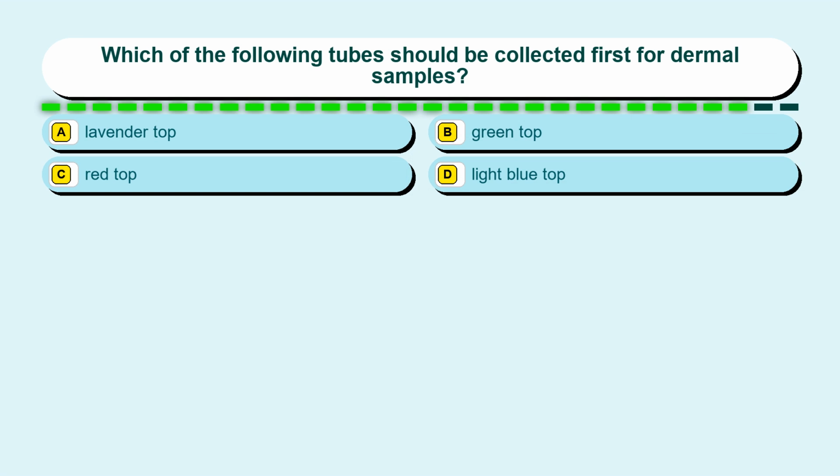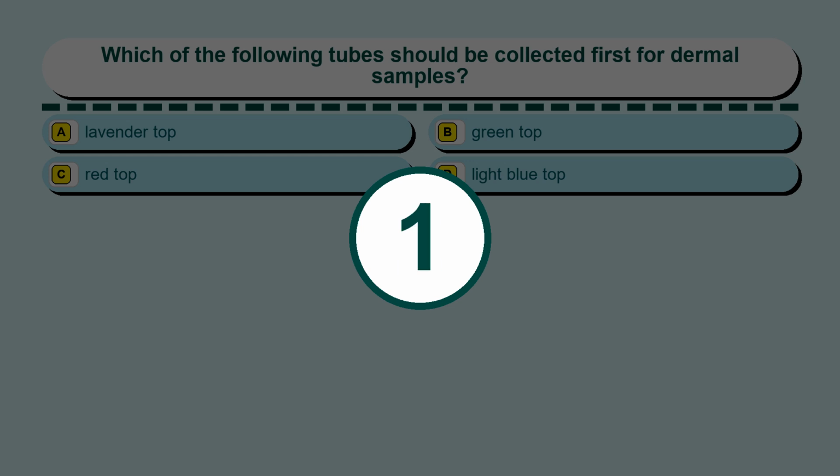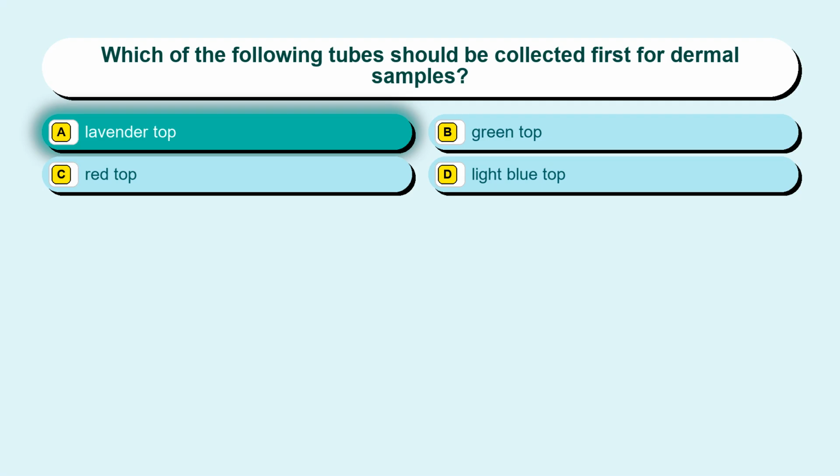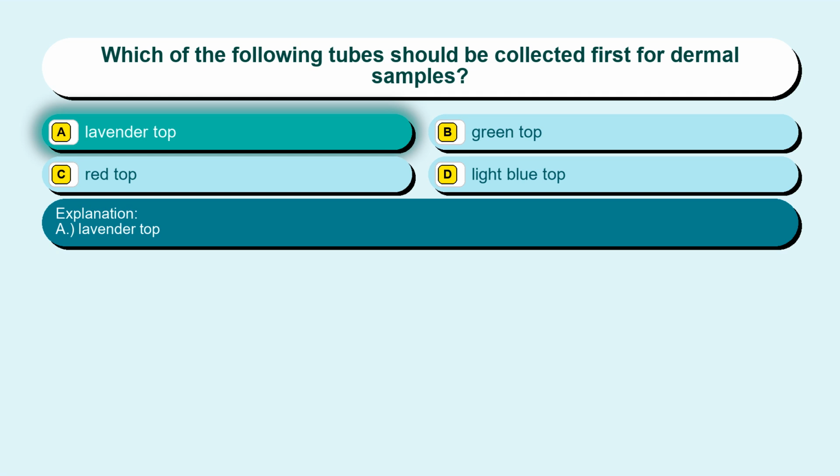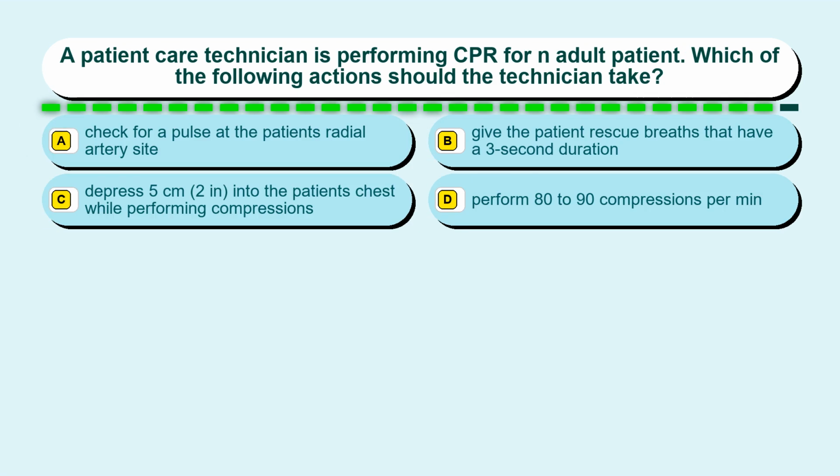Question 62. Which of the following tubes should be collected first for dermal samples? Option A, lavender top. Option B, green top. Option C, red top. Option D, light blue top. The correct answer is option A, lavender top.